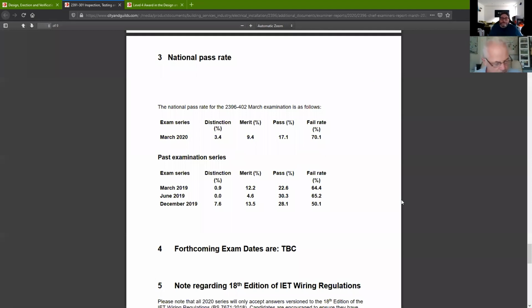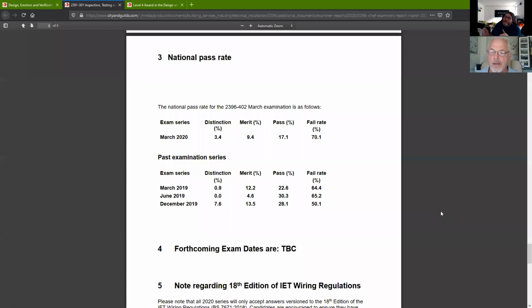Now, when you consider numbers, I think it says in the document that 116 people took this exam back in March. So if 70% failed, 30% passed. We're looking at about 35 people passing it out of 116. So that's 70 odd, or 80 people that got a real kick in the teeth through failing it. We all hate failing exams. It really does put you on the back foot.